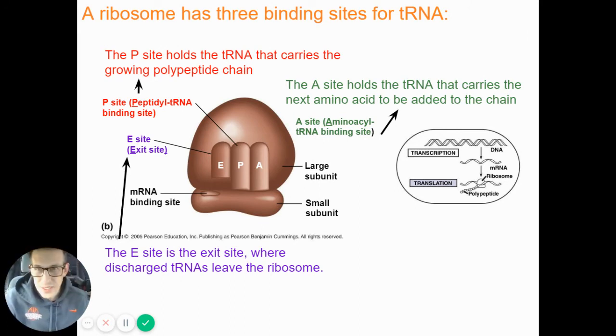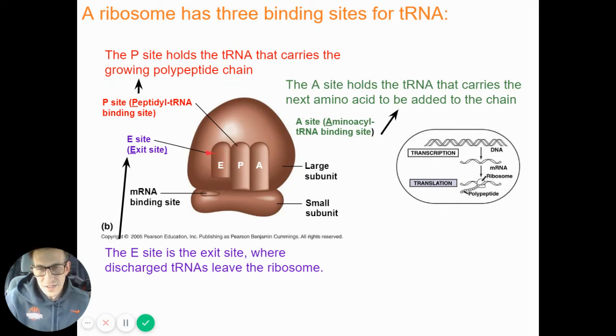It has 3 binding sites for tRNA, and this helps with the organization of the polypeptide, the growing protein strand, as well as the organization of things happening inside of the ribosome. Now, we can break these up into 3 different distinct sites. We've got the E site, the one all the way farthest to the left. We've got the P site and then the A site.